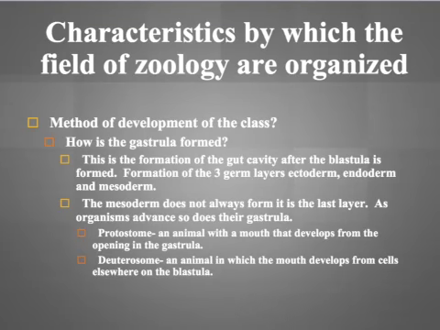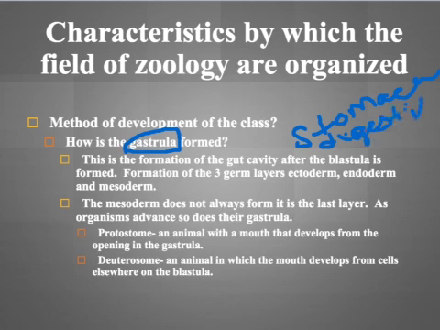So the next thing we have to talk about is the method of development of the class. And you're like, huh? And then we have, how's the gastrula formed? The first thing we have to think about is, what does the term gastrula mean? This term gastrula basically means stomach. And as you look at the stomach or digestive, you're looking at how does that digestive system, how does that method of absorption form.